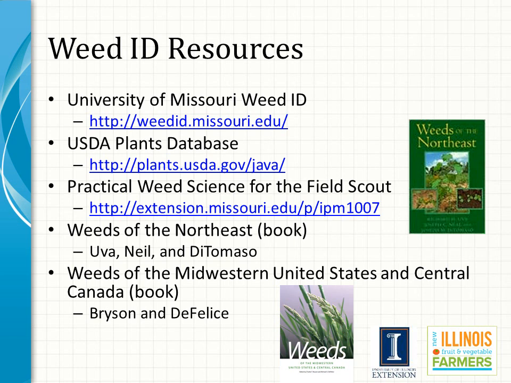Next, we have some printed resources. The Practical Weed Science for the Field Scout is a good field scouting guide for agronomic crops. However, you'll find it very useful also for horticultural crops. Additionally, 2 books that are pictured here, Weeds of the Northeast and also Weeds of the Midwestern United States and Central Canada. Both of these have lots of good color pictures and are great resources to help you identify weeds.